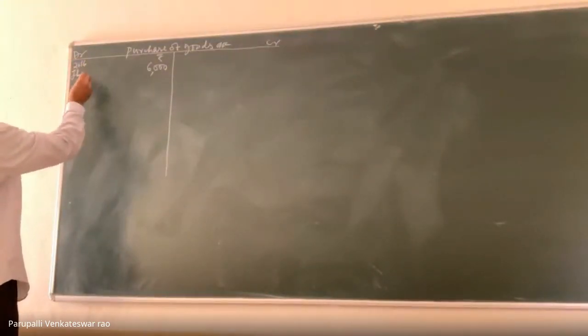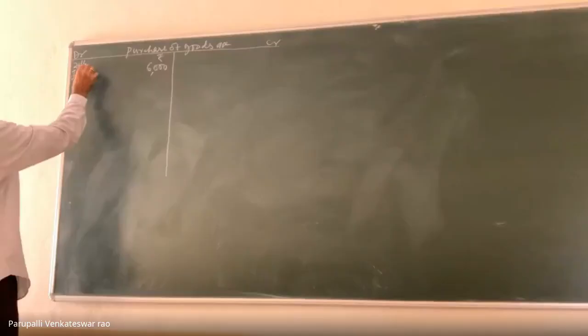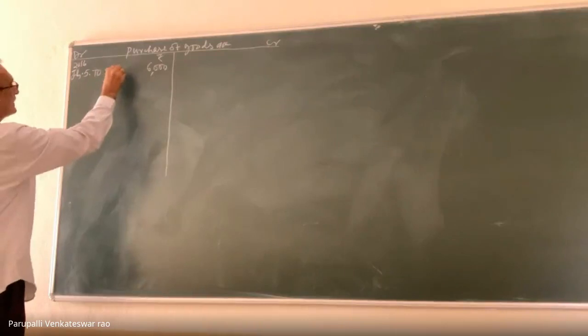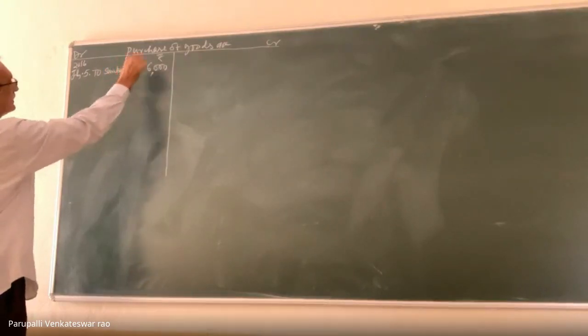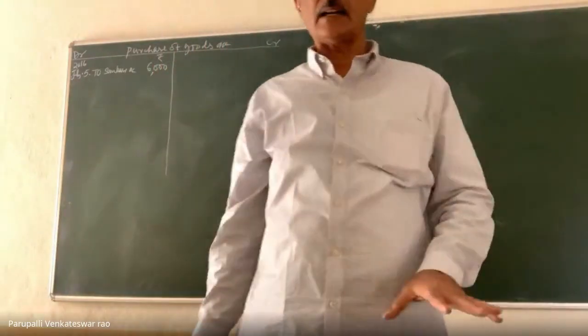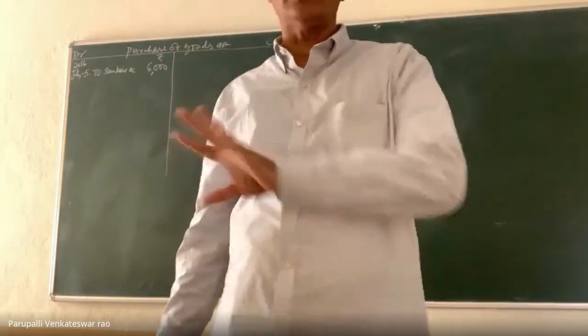What is the month? July. What is the date? July 5th. I am not drawing the lines, but it is "To Shankar's account". Shankar's account 6,000. So that is debited. So purchase of goods account was debited. That's it, it is over.